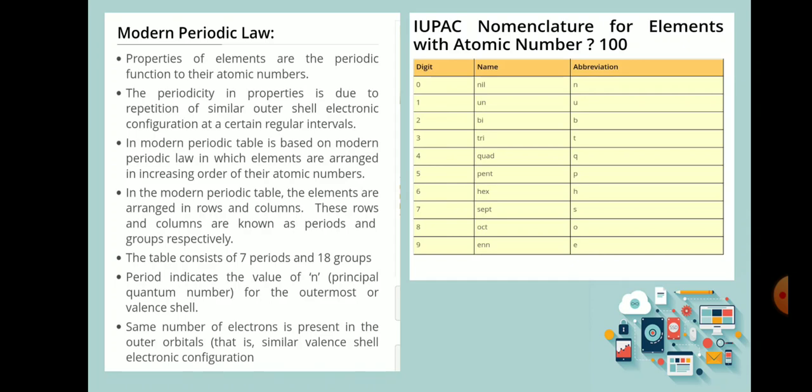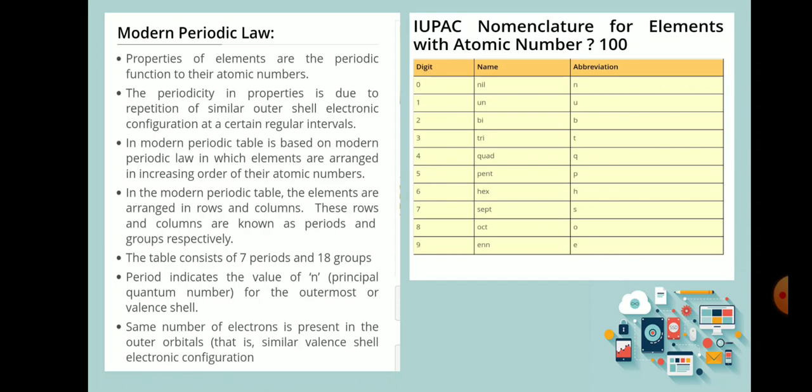IUPAC nomenclature for elements with atomic number above 100: digits, names, abbreviations. Digit 0, name nil, abbreviation N. Digit 1, name un, abbreviation U. Digit 2, name bi, abbreviation B. Digit 3, name tri, abbreviation T. Digit 4, name quad, abbreviation Q. Digit 5, name pent, abbreviation P.